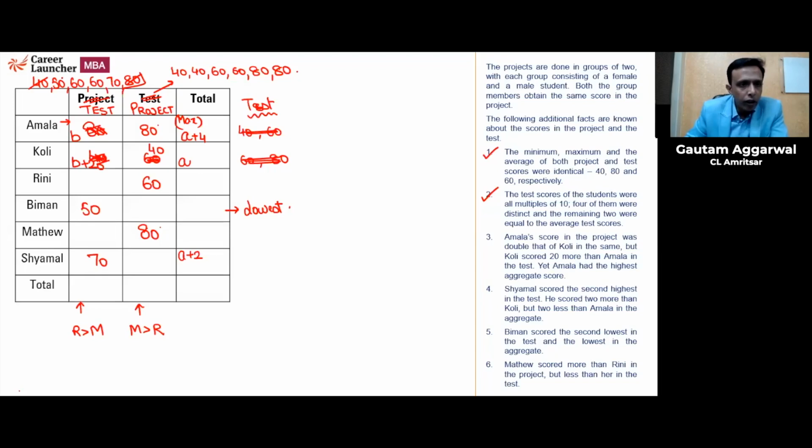50 is already eliminated, we've already allocated. So the only option left here has to be 60 and this has to be 80. So one of the 60 is gone, one of the 80 is gone. What is left is 40 and 60 as an option. In that, Rini's is more than Matthew's, so obviously Rini would be scoring 60 and Matthew would be scoring 40.